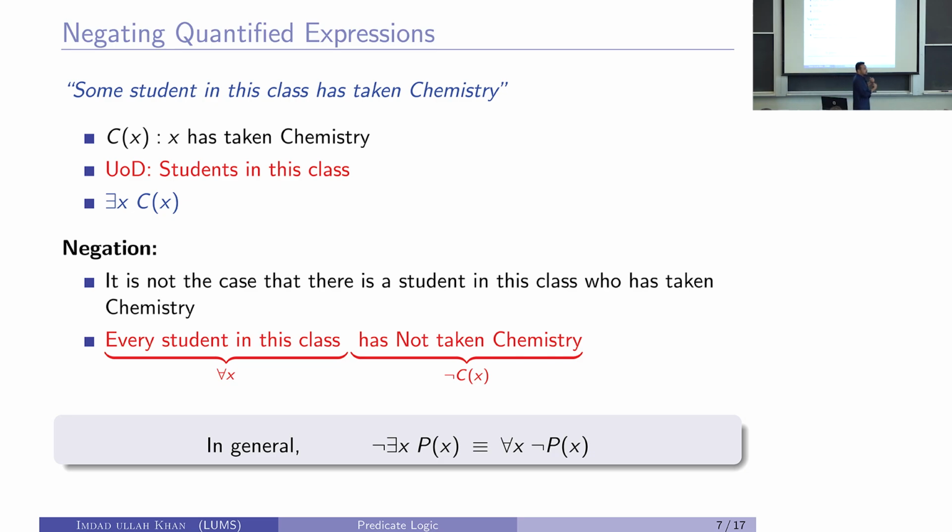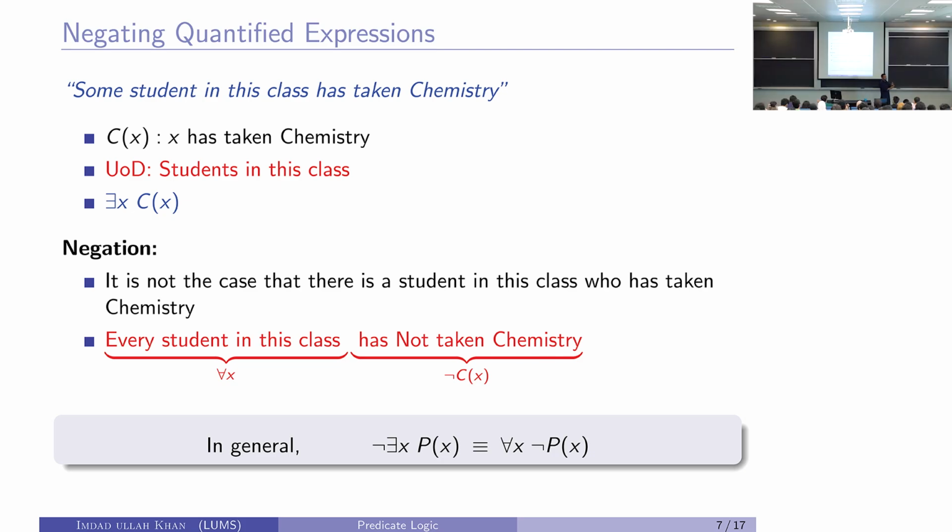Generally speaking, so I just said, here's the number of people who have taken chemistry. What are the possible numbers? In terms of predicates and their truth value, the possible number is 0. It cannot be negative, right?